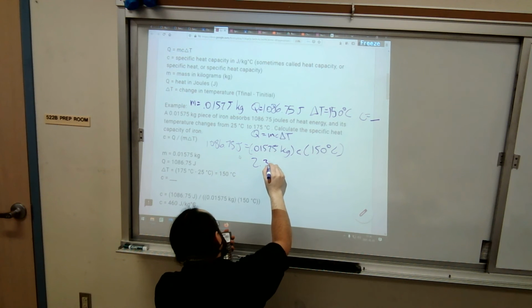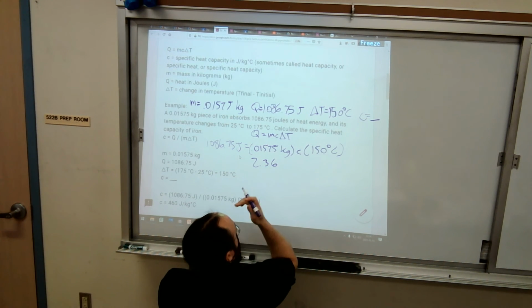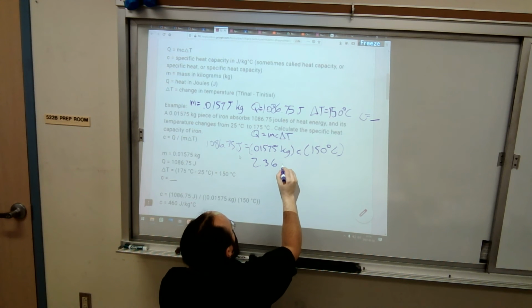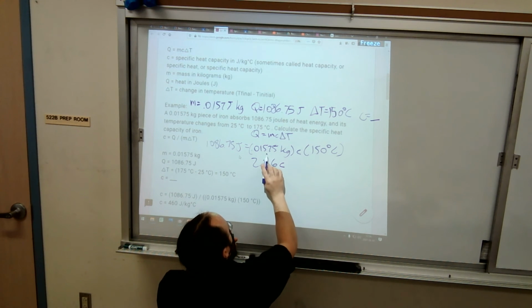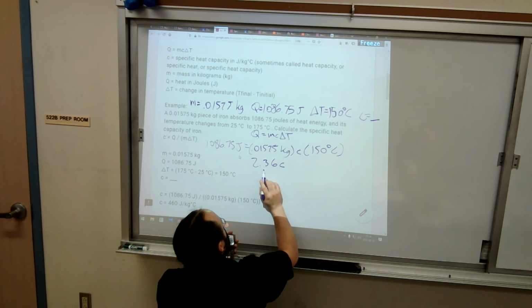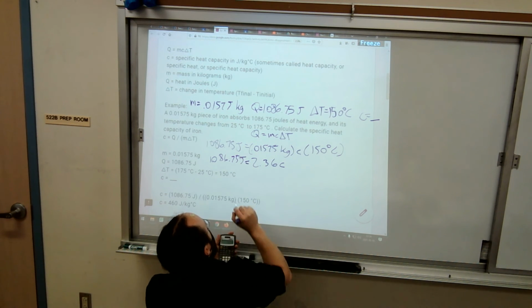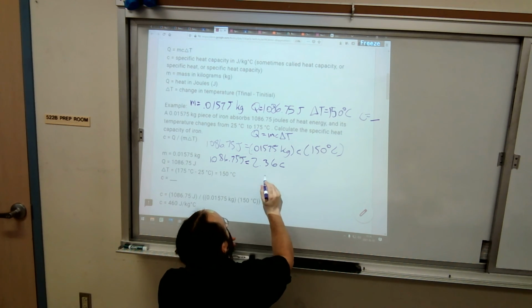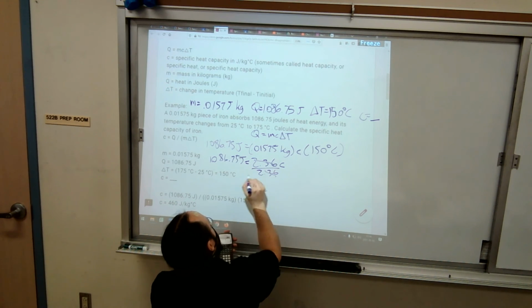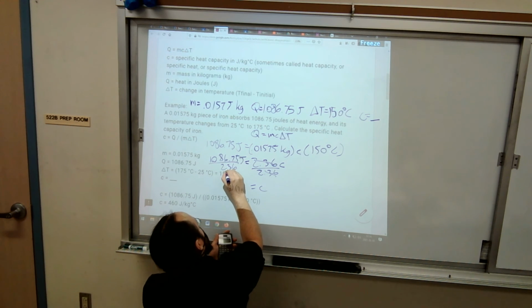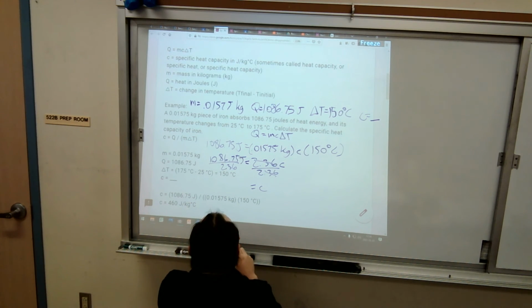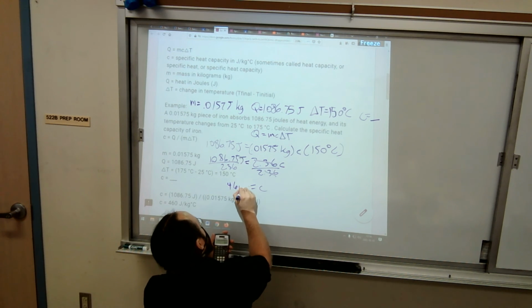I figured it out. It's 2.36, and I'll just say 2.36 and be done. So 2.36 C. That's this number times this number ends up 2.36. And I still got my 1086.75 joules. So to get C by itself, I want to say equals C times that 2.36. So I'll divide by 2.36. So here we go. 1086.75 divided by 2.36. I get 460.